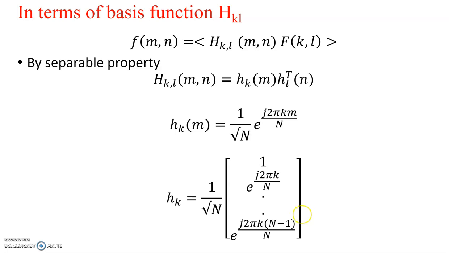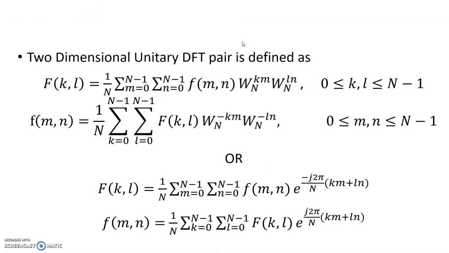Now we can see an example. So here we have seen f(m,n) is my input image. f(m,n) I can represent by coefficient multiplied by some basis image. Okay. So when you go to the previous slide, you have this expression for an image f(m,n) equal to F(k,l) multiplied by all others. We can consider this 1 by N into e raised to j 2 pi by N into km plus ln. This we can consider as a basis.